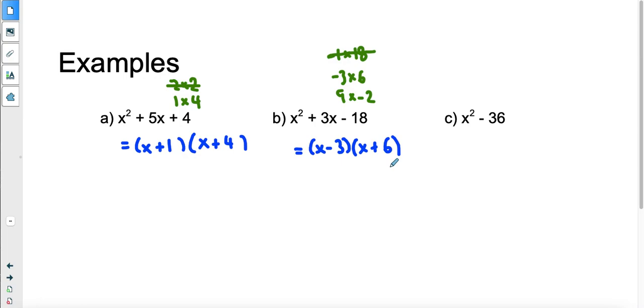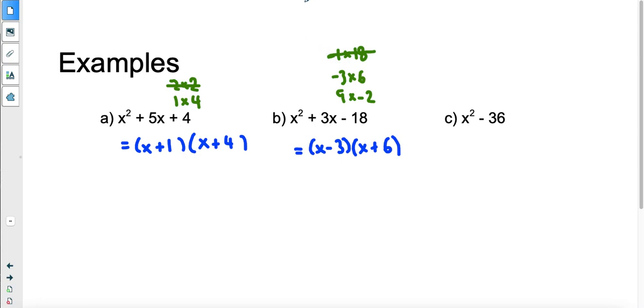Okay, let's do one more example here. So this last example, I have x squared minus 36. And I'm going to do the exact same idea as I did before. But you'll notice something is a little bit different here. In this case, I don't have an x term in the middle, right? I just have x squared minus 36.